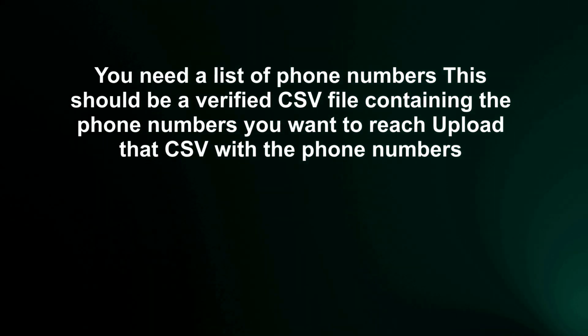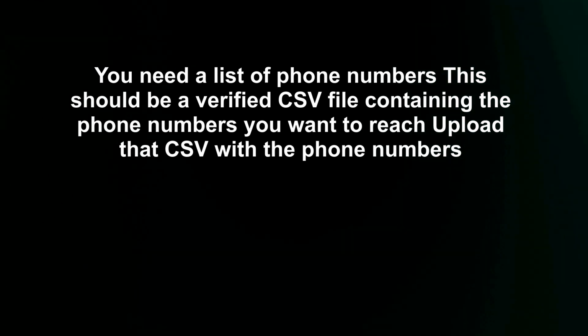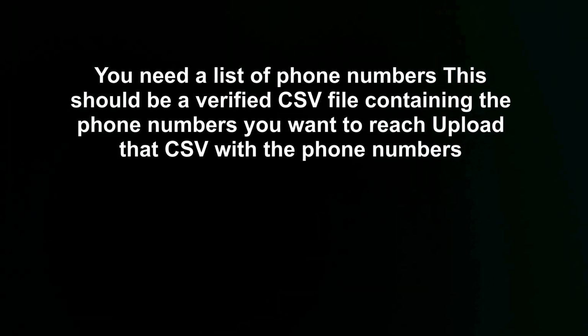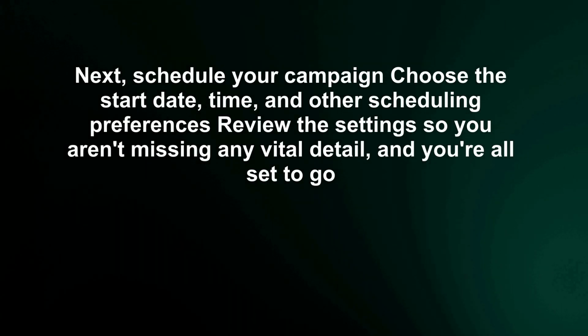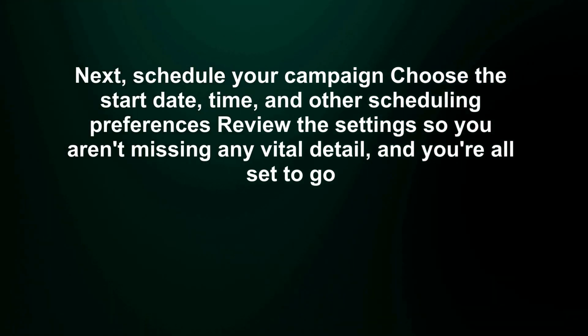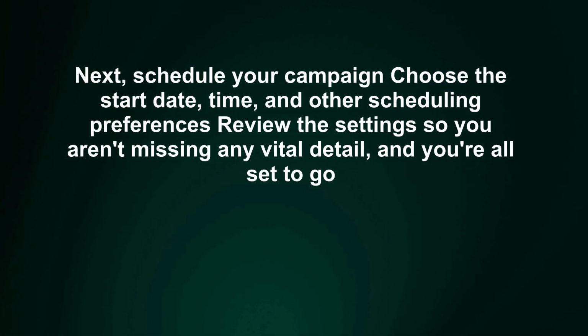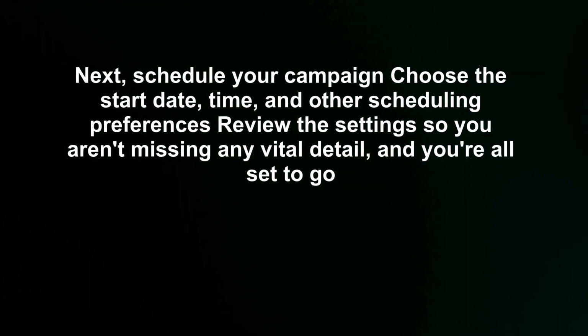You need a list of phone numbers. This should be a verified CSV file containing the phone numbers you want to reach. Upload that CSV with the phone numbers. Next, schedule your campaign. Choose the start date, time, and other scheduling preferences. Review the settings so you aren't missing any vital detail, and you're all set to go.